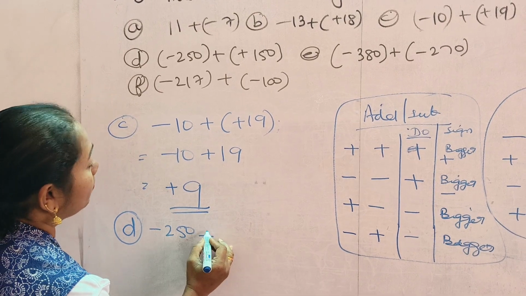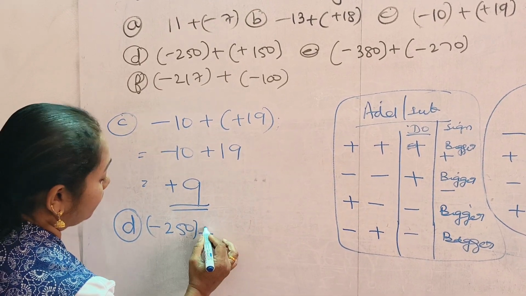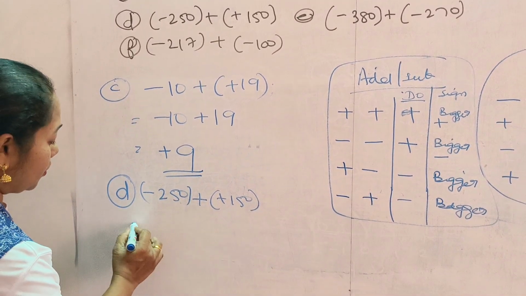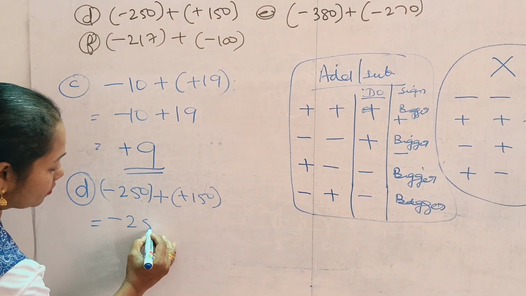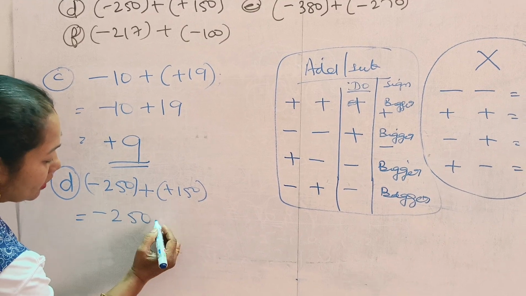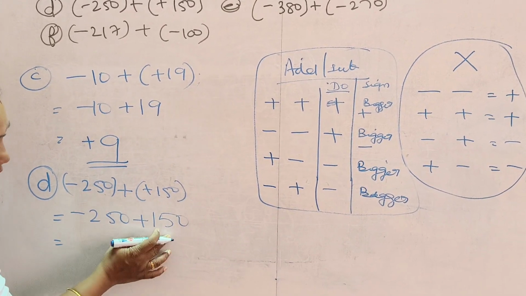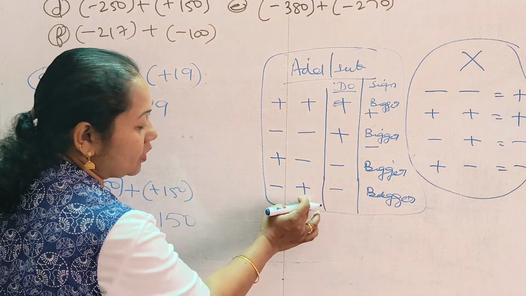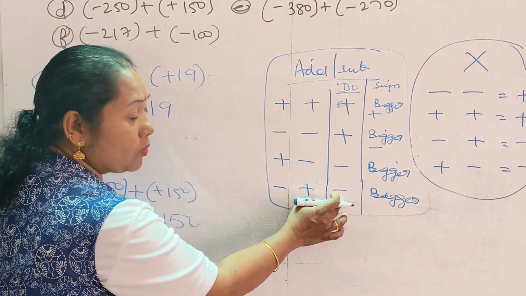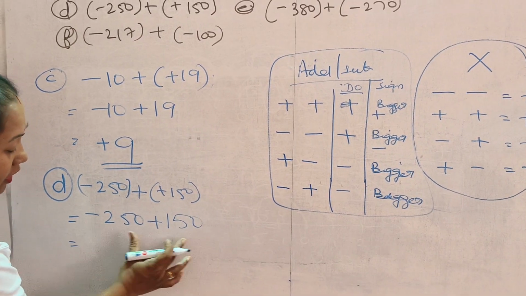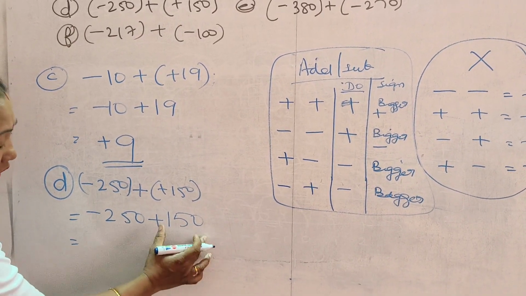Minus 250 plus 150. That's it. So minus 250 means minus 250. Plus into plus, plus 150. One is minus, other one is plus. So we will do subtraction. So 250 minus 150. What is the answer of 250 minus 150?